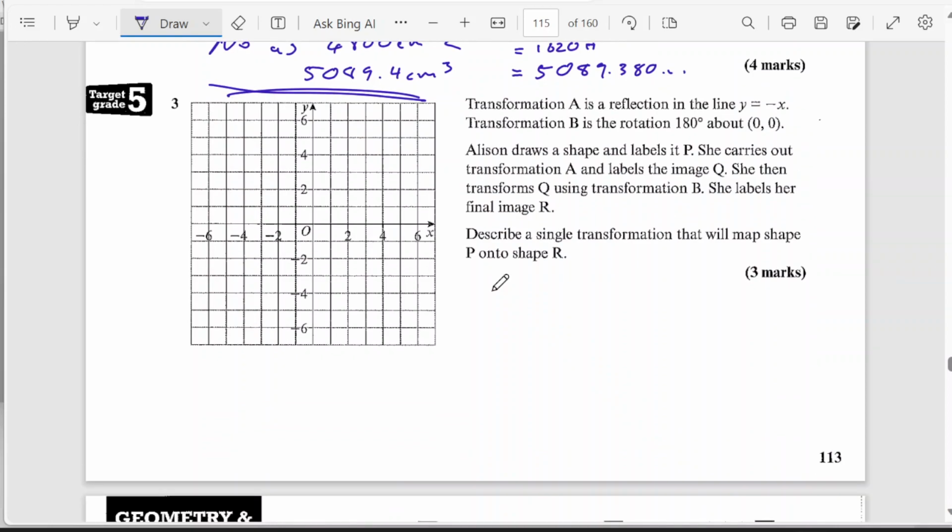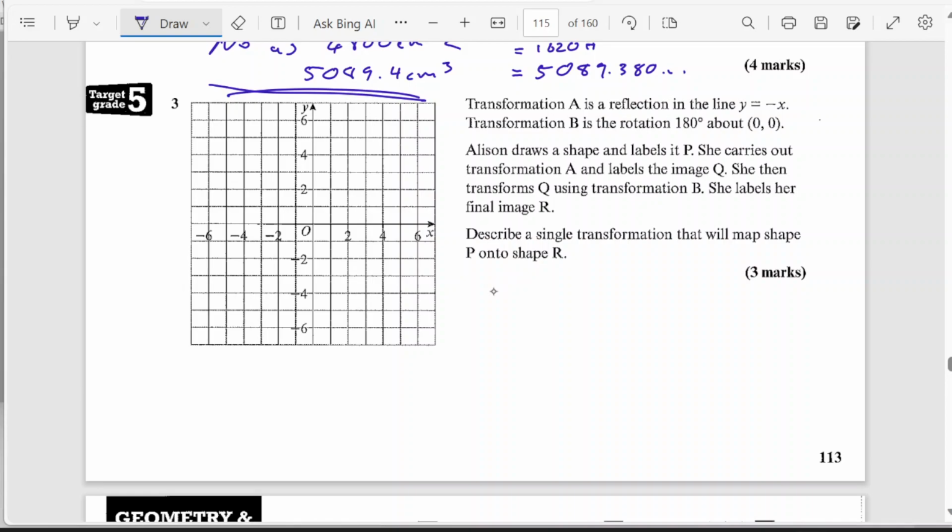Transformation A is a reflection in the line y is equal to minus x. Transformation B is a rotation of 180 degrees about the origin. Alison draws a shape and labels it P. She carries out the transformation A, then labels it Q. She then carries out the transformation B and labels it R. She labels her final image R. Describe the single transformation that will map her shape P onto R.